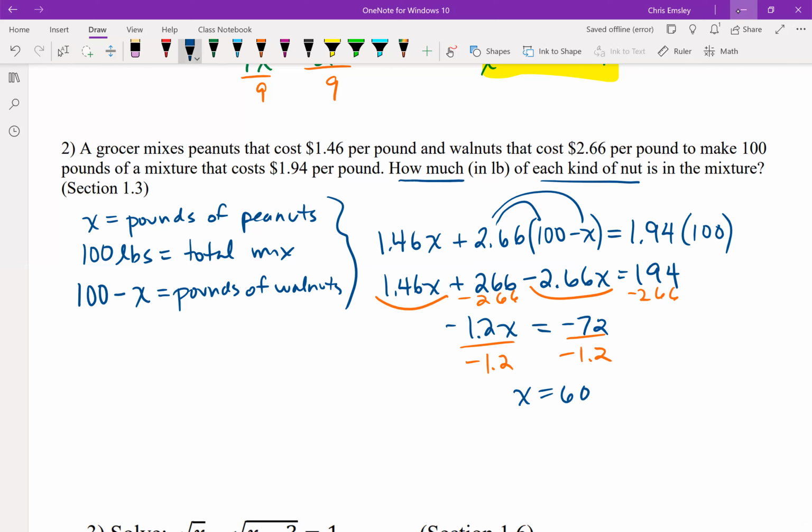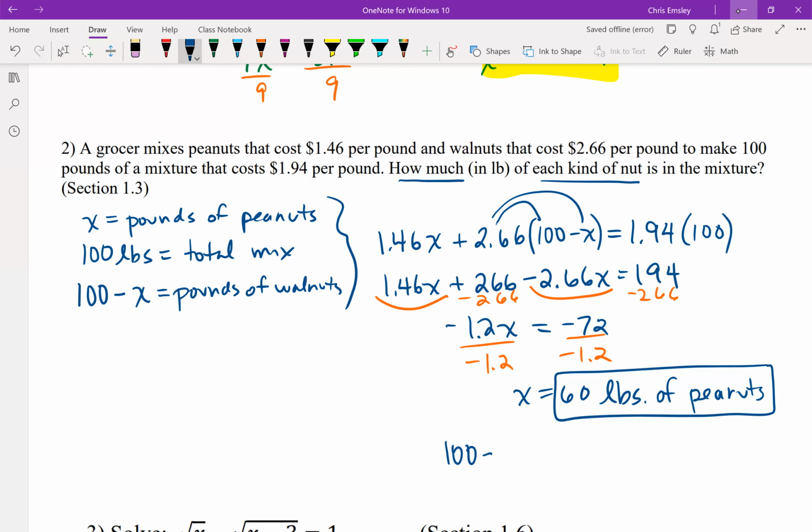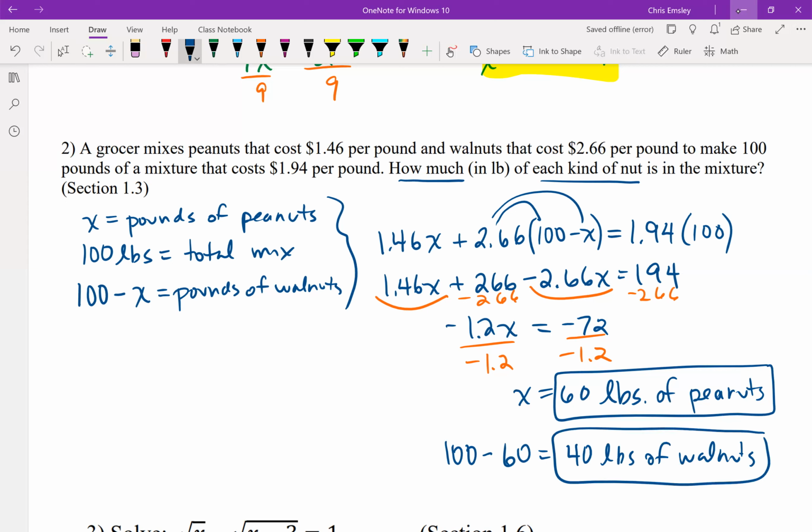Now we have a word problem here, so we're not done. We need to label that answer. Go back and see. We defined X to be our pounds of peanuts. So we are saying we need 60 pounds of peanuts in our mix. And the question was how much of each? So we also need to calculate 100 minus X, which is 60, to find out we need 40 pounds of walnuts. We want to make sure we label those answers on our word problems.